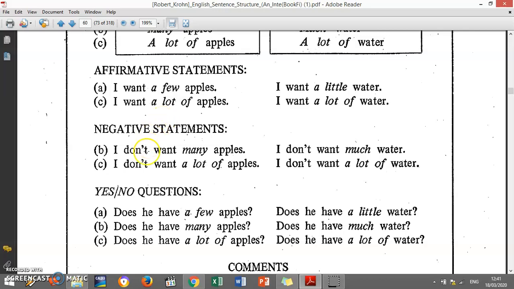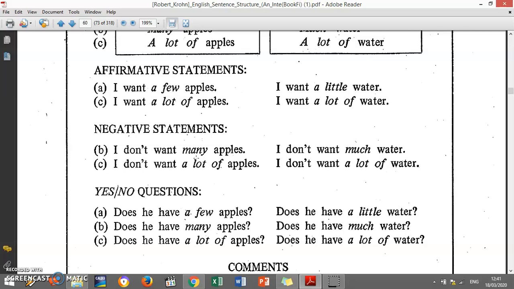And then for negative statements, you can say I don't want many apples or I don't want much water. I don't want much sugar, for example. And then I don't want a lot of apples or I don't want a lot of water.